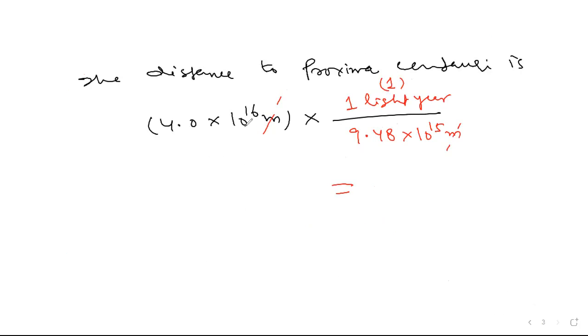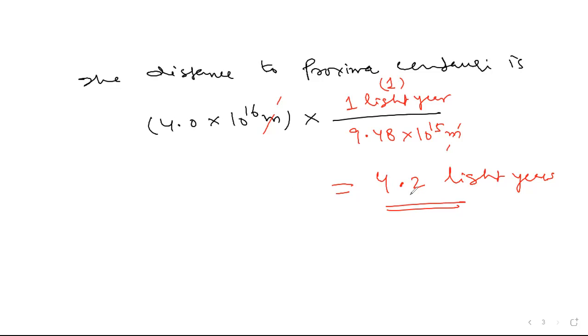So you have to multiply 4 with 10 raised to 16. Then you divide it by 9.48 into 10 raised to 15 meter. When you do it, you will get your answer as 4.2 light years. That means 4 into 10 raised to 16 meter, which is the distance of Proxima Centauri star, is equal to 4.2 light years. So we have done second part of the question. We have converted this distance given in meters into light years.